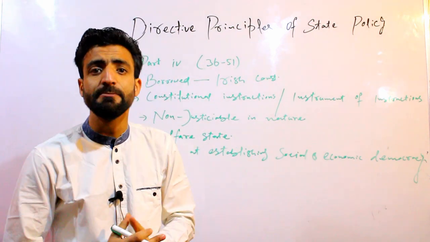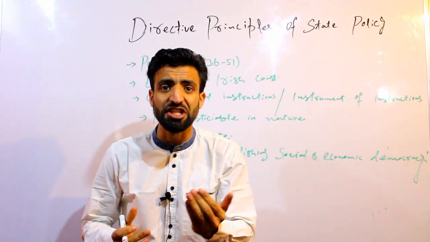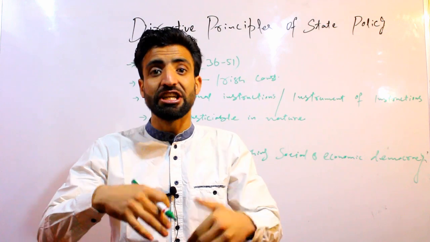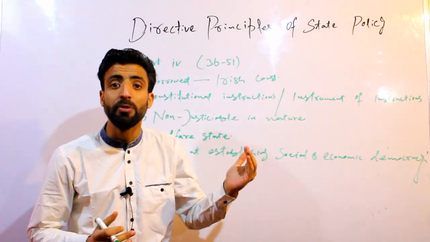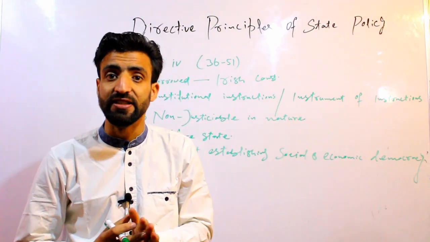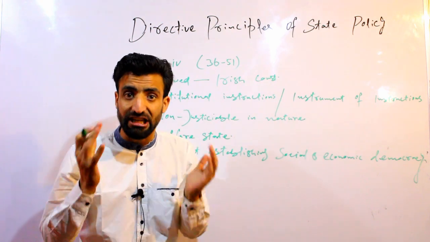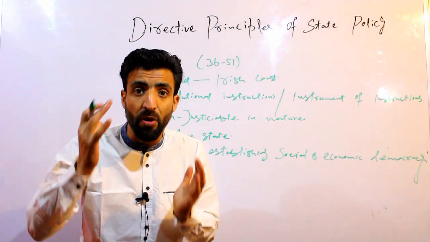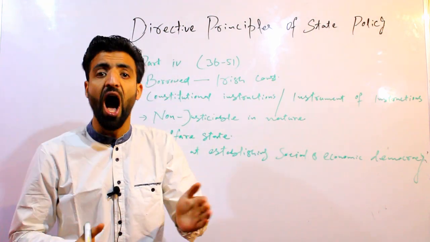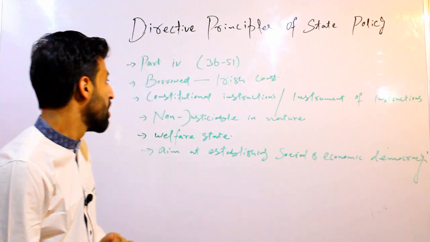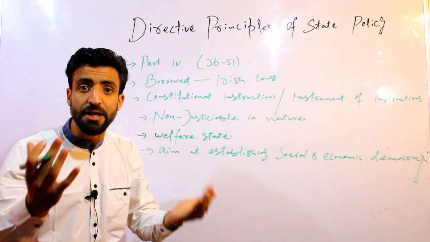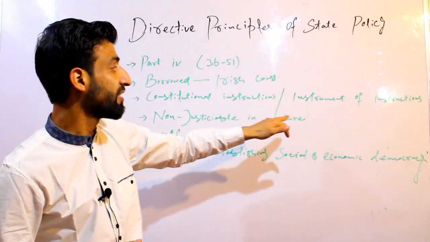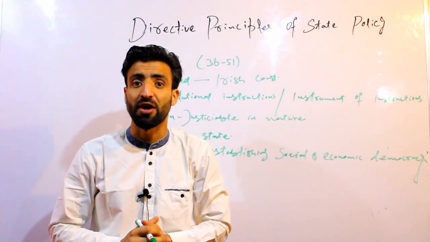These directive principles of state policy are basically instructions, recommendations, principles, strategy that the state has to keep in mind while formulating any law or policy. ये ऐसे उसूल हैं, ये ऐसे instructions हैं जिसको basically government has to keep in mind while formulating any law or formulating any policy. तो ये जो directive principles of state policy हैं, इनको कहा जाता है कि these are basically constitutional instructions or the instrument of instructions for the state.